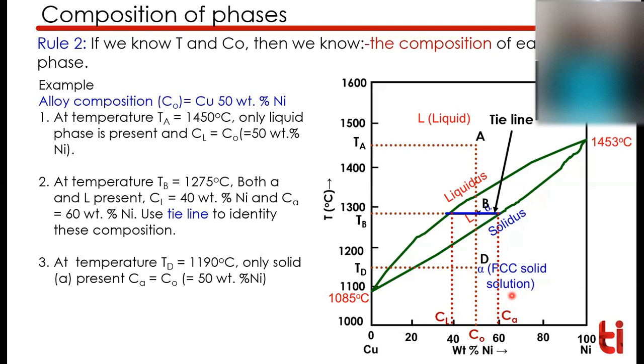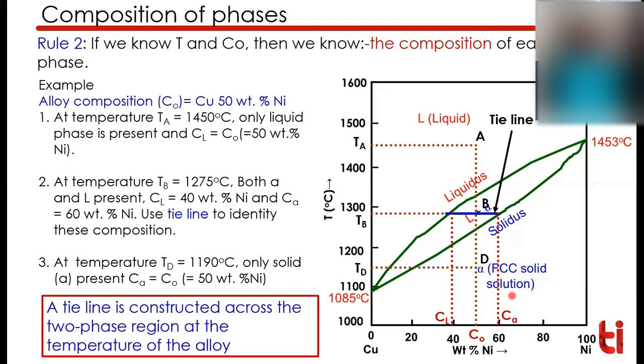Problem only comes when you are in the two phase region. So there we draw a tie line at that temperature at which you want to measure the composition. Okay. So I hope this one is clear. If you have any doubt, ask, because based on this, definitely numerical problems will come in the exam. Okay. So a tie line is constructed across the two phase region at the temperature of the alloy.